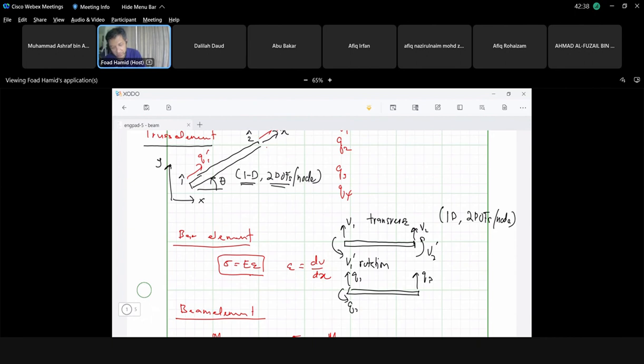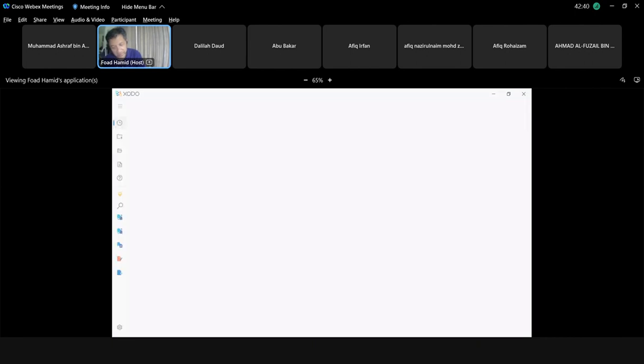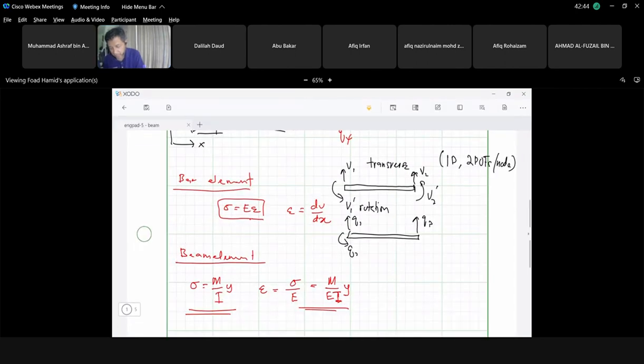Okay, and Q1, Q2, and Q4. So this is still a one-dimensional element with 2 degrees of freedom per node. Okay, so this is the progression where we are right now.